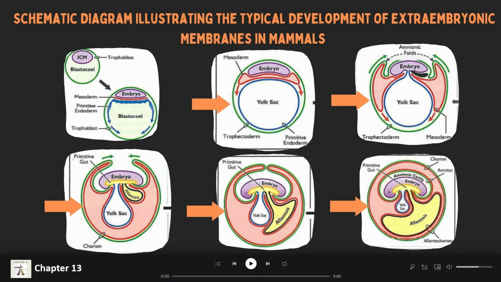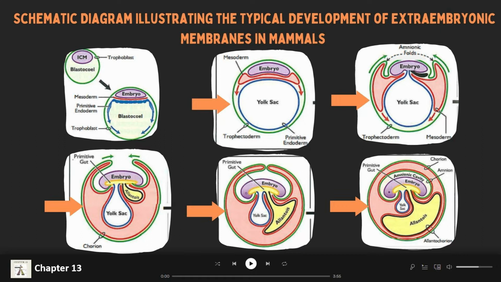The hatched blastocyst consists of the inner cell mass or the ICM, the trophoblast, and the blastocele. Very early in embryonic development, the primitive endoderm, or the blue layer, begins to form beneath the inner cell mass and grows downward, forming a lining on the inner surface of the trophoblast. At the same time, the mesoderm, or the red layer, begins to develop between the primitive endoderm and the embryo. When the primitive endoderm completes its growth, it forms a cavity called a yolk sac.